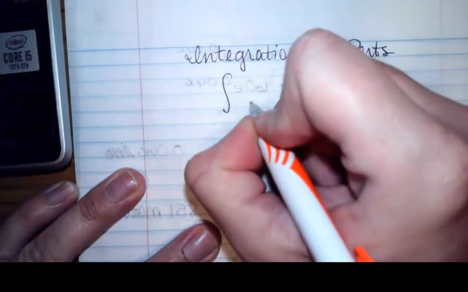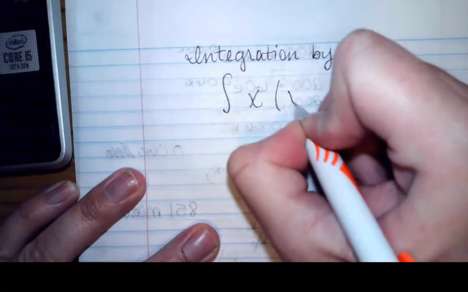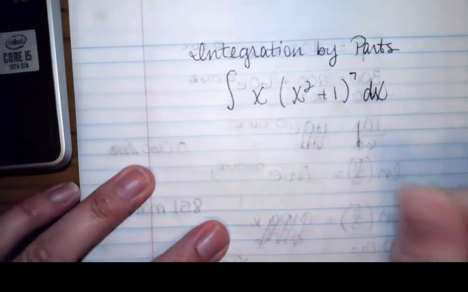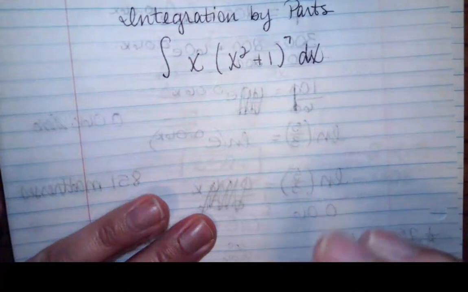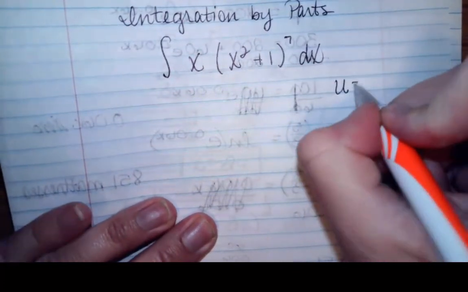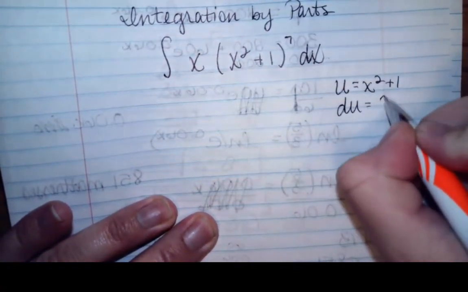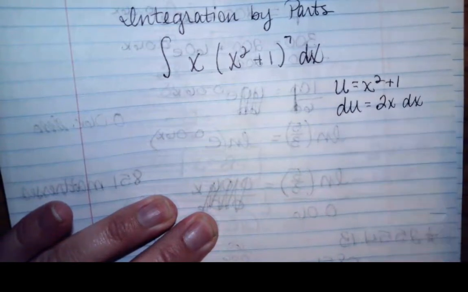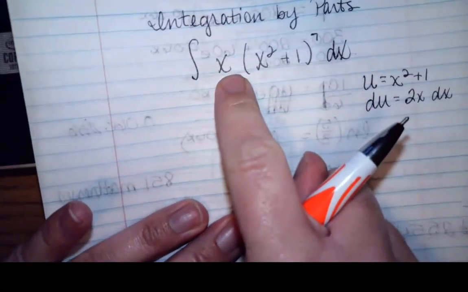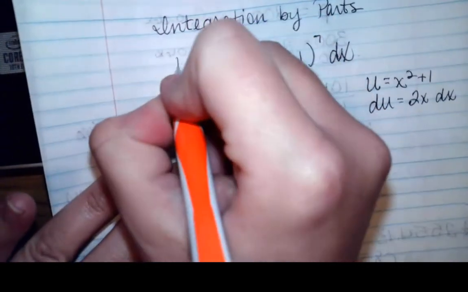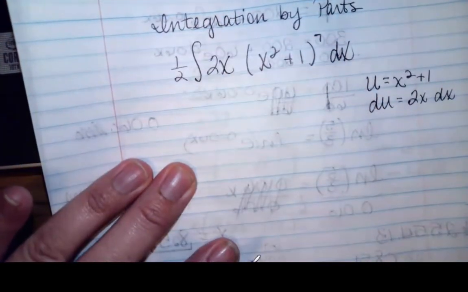If I have something like x times (x squared plus 1) to the 7th dx, here's what I've got. If my u is x squared plus 1, then my du is 2x dx. I got the dx, I got the x. I just need the 2, correct? So I would go whipping along and go down that pathway.